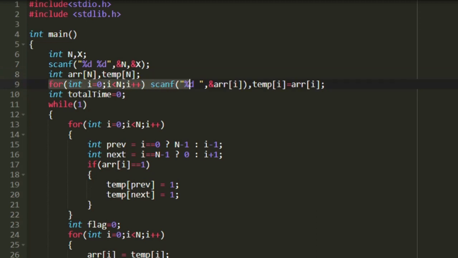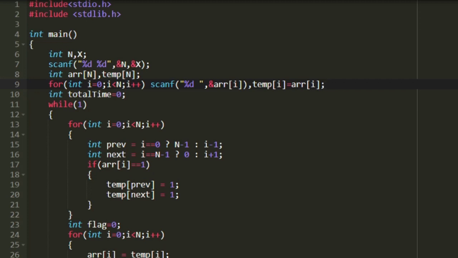accept the n integers. So I am accepting the n integers and storing it into the array ARR, and after storing it into ARR I am also storing a copy of the integer into the temporary array. So after the execution of the for loop we would have accepted our input, and two arrays will have our input array. So the ARR will also have our input and the temp will also have our input.